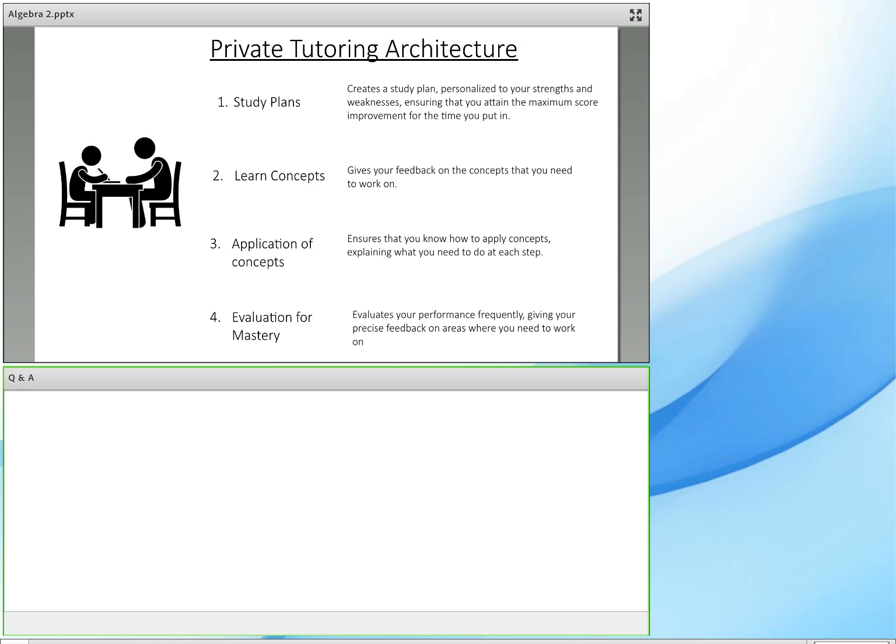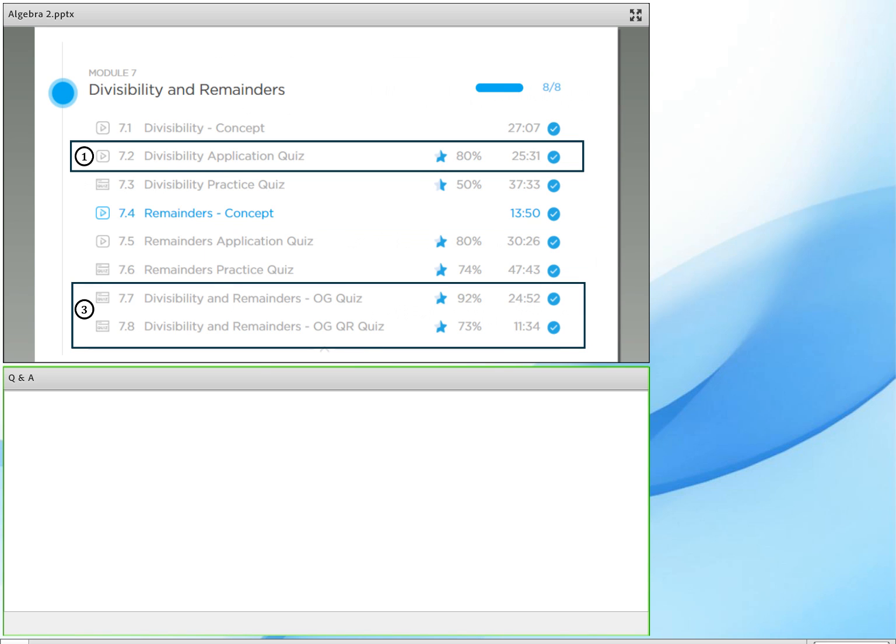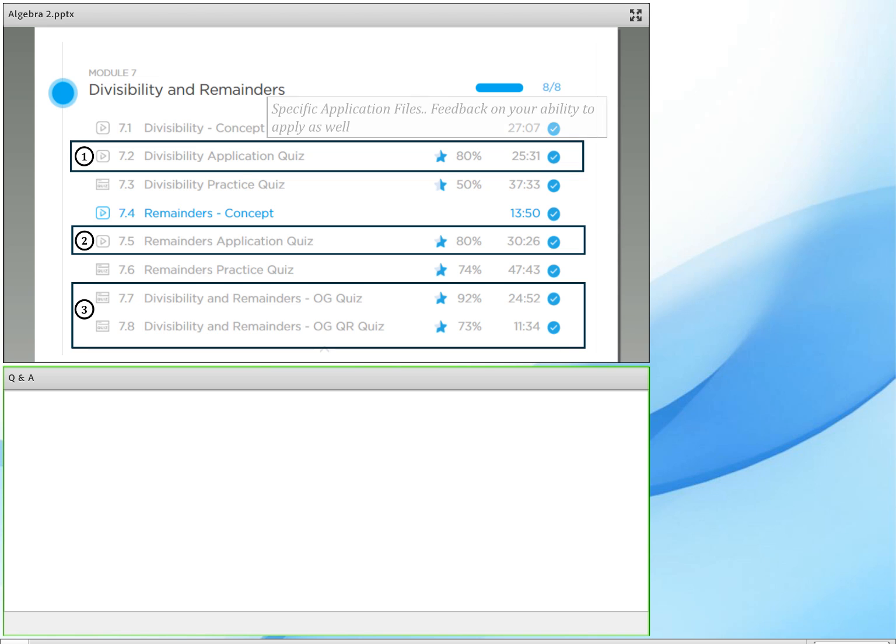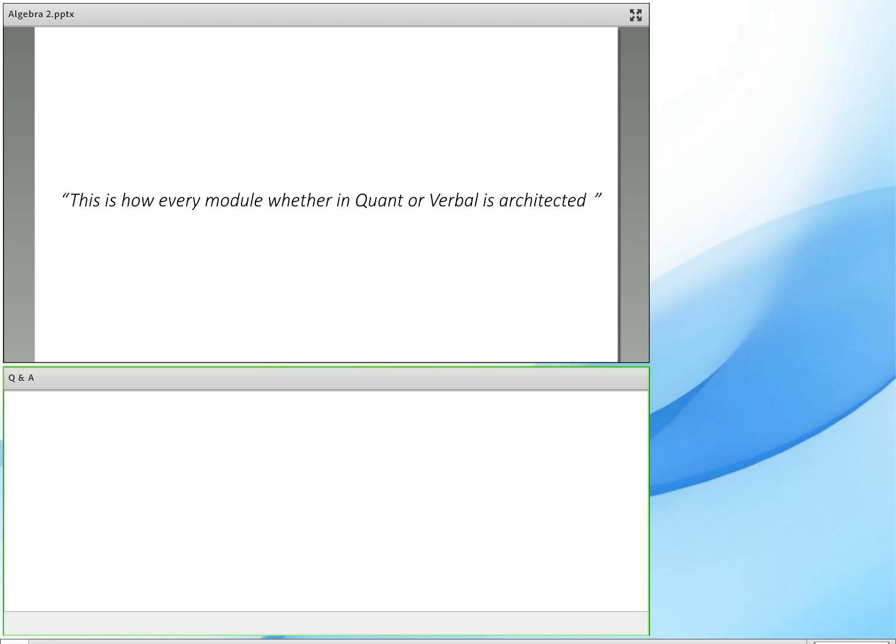The next thing is application of concepts. Okay, remember, a good private tutor tells you how to apply the concepts, teaching you what you need to do in step 1, step 2, and step 3. We do the same thing within our modules. We have this entity called an application file in which we teach you how to apply the concepts. We then have practice quizzes right after those.